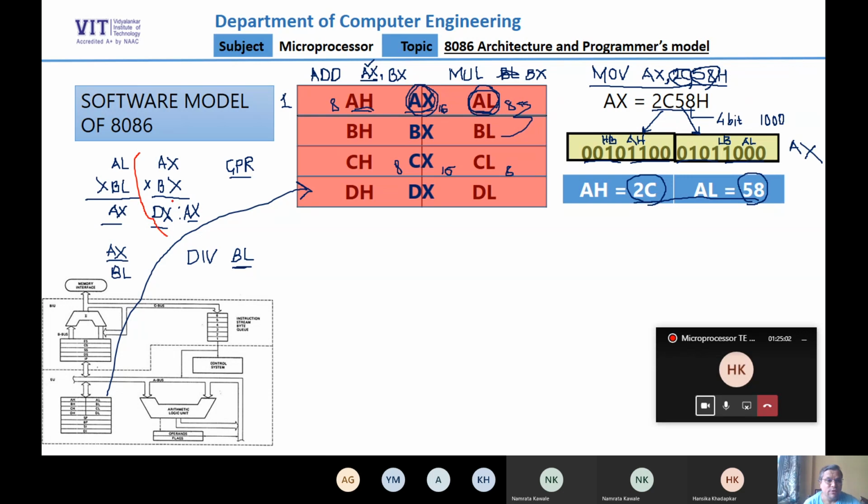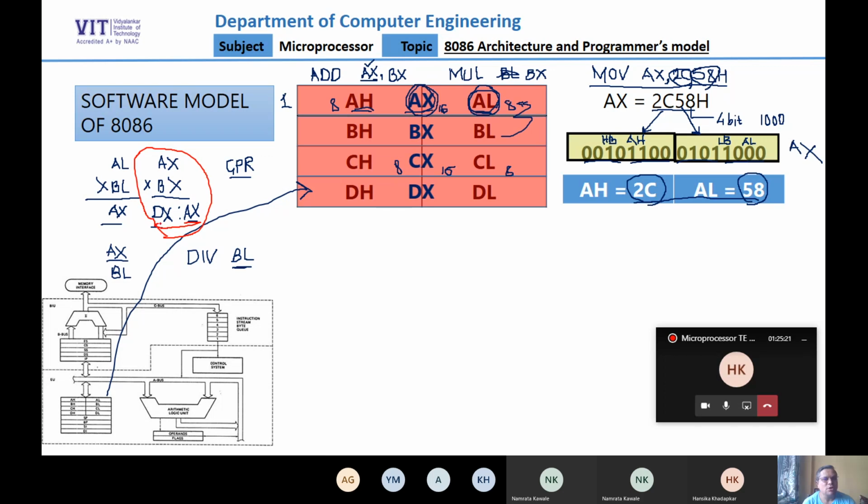For example, I will come back to this example. I have written an instruction for multiplying AX with BX. Since AX and BX are both 16-bit numbers, there is a very good chance that the result will exceed 16 bits. Then the lower order 16 bits of the result will be stored in AX.